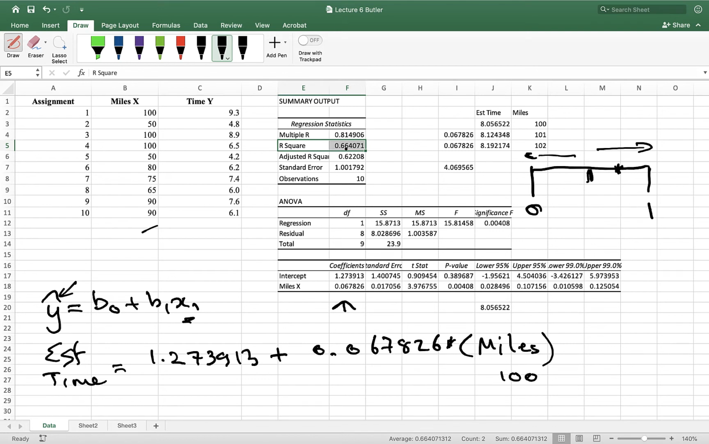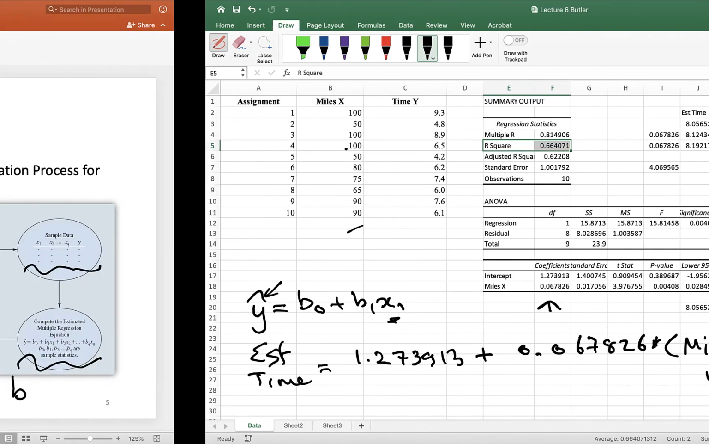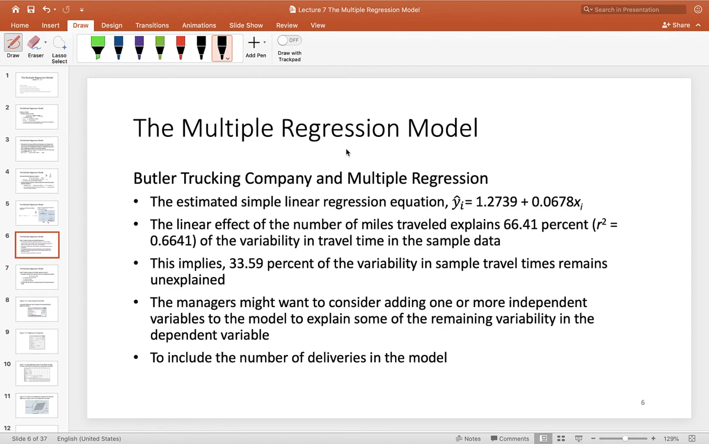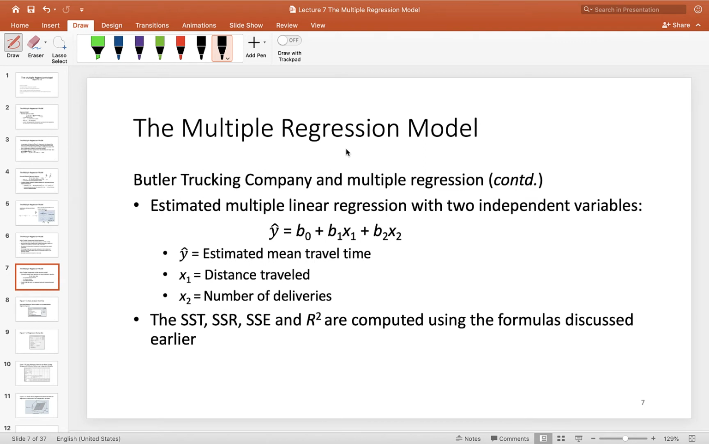So let's move on back to the PowerPoints, because the PowerPoints just then say to us, what we want to do now is take into account the possibility of bringing in another factor that influences how much time it takes for you to complete your task, your driving assignment. And what they're going to look at is not only the distance you've traveled, but also the number of deliveries you've made. So they think that may be an impact.